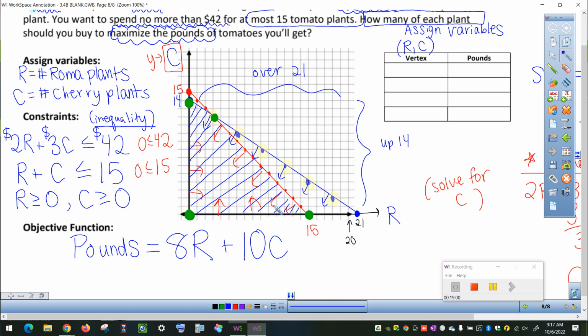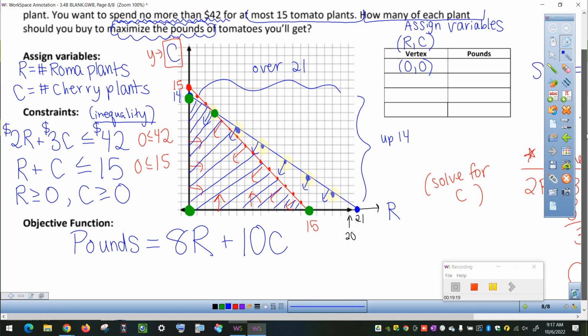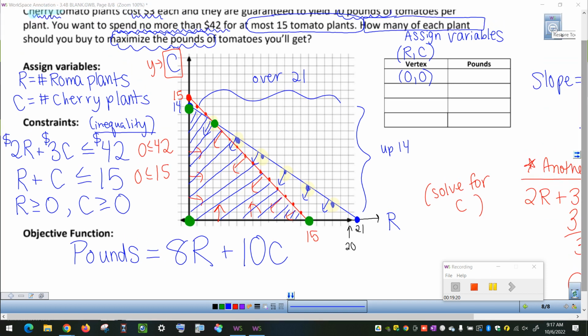And it doesn't matter the order that you list them out. I usually start down here at the bottom with 0, 0. We're still going to put that one in our chart, even though it seems a little strange to have 0 plants. If we put our objective function right here on top of our table, 8 times R plus 10 times C, well, if we have 0 plants, we're going to end up with 0 pounds.